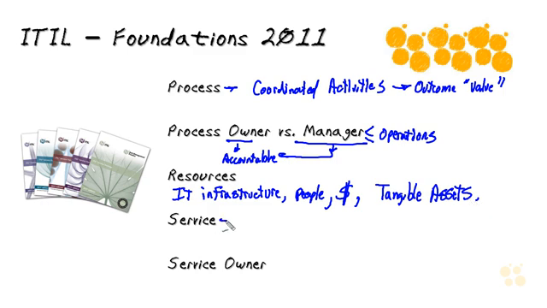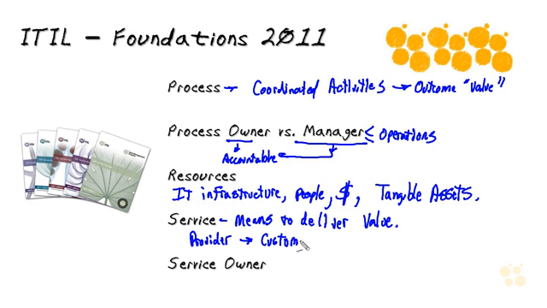Then, of course, there is a service. This is literally the means to deliver value. The way that it does that is to manage costs and risks from the service provider side while still maintaining the service to the end user or customer. So you're going to go from a provider to a customer. You have a service provider, and then you have a service customer.